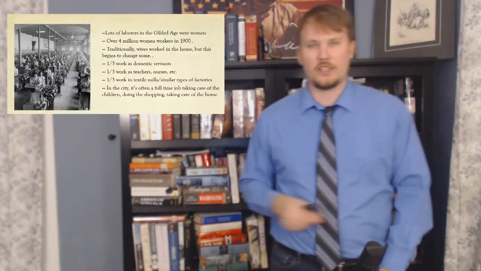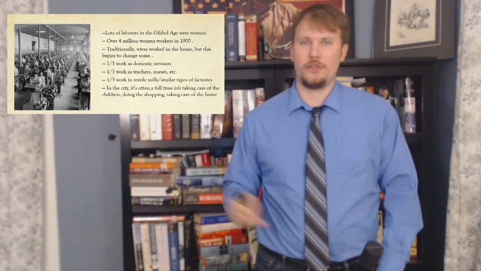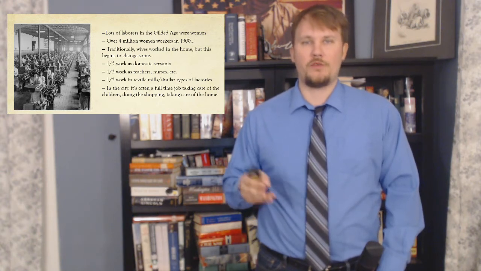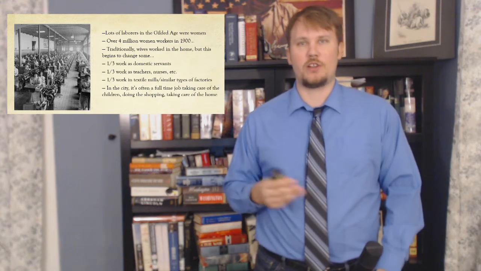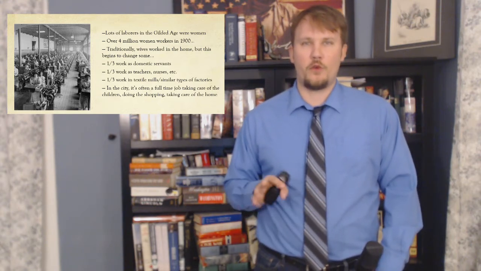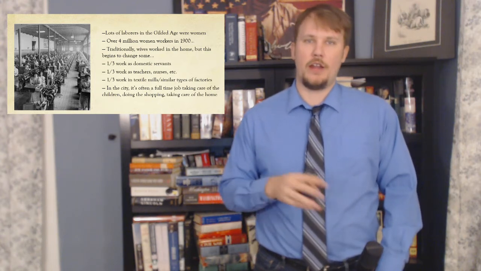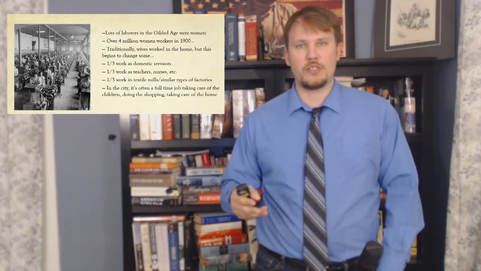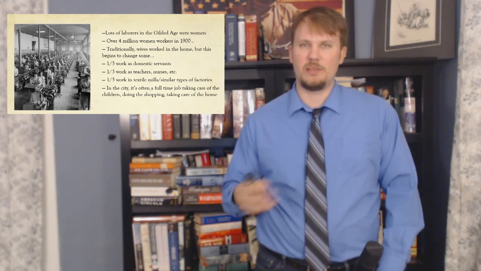You start to see a lot more women working outside the home during this era. There's something like 4 million women workers in 1900. Now, traditionally, wives worked in the home or on the farm alongside their husband, but this starts to change. Of those 4 million, about 1/3 of the women are domestic servants. Another third work as teachers or nurses, and the final third tend to work in textile mills or similar types of factories.